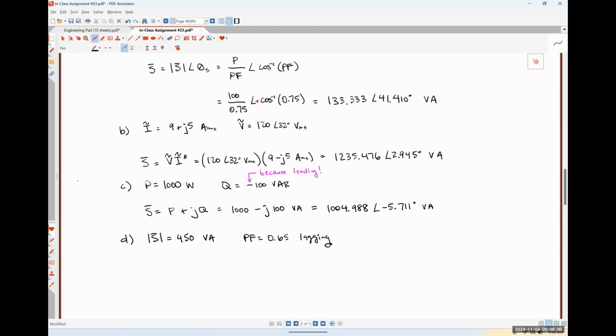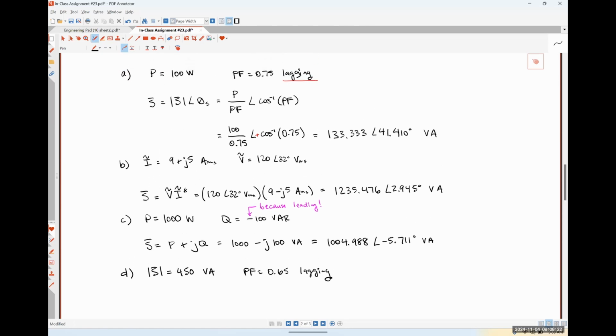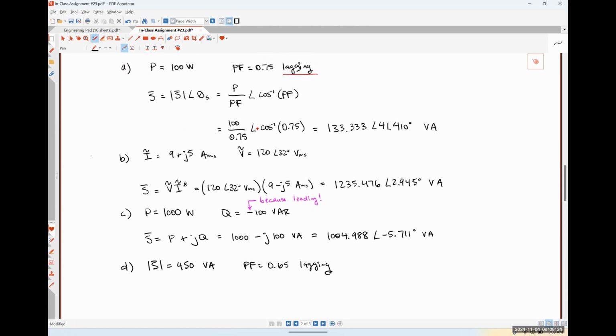So in all of these, we're solving for complex power. Based on the information that you're given, this is similar, but not the same as part A. In part A, we scroll up a little bit more here, you were given average power and power factor. Now you're given apparent power and power factor. So what's going to change from the process that we used for part A?